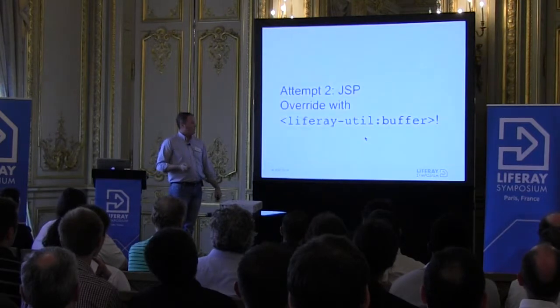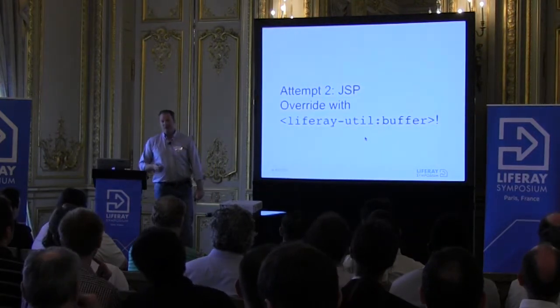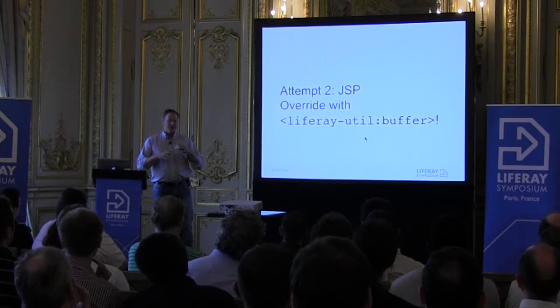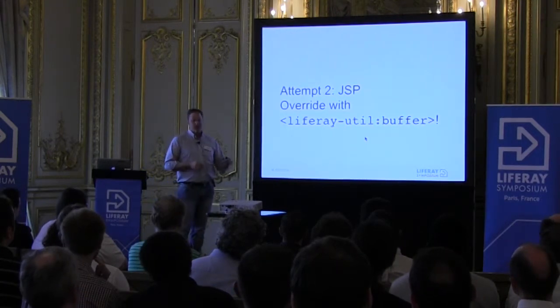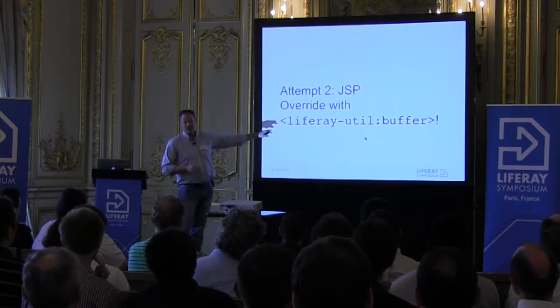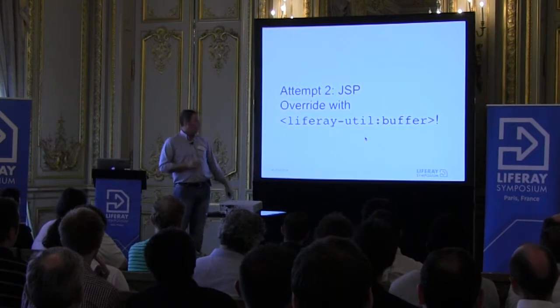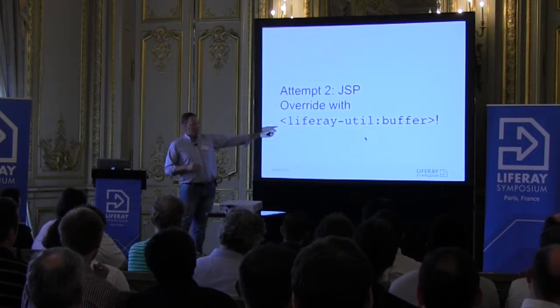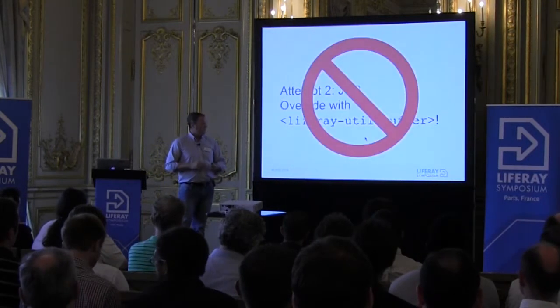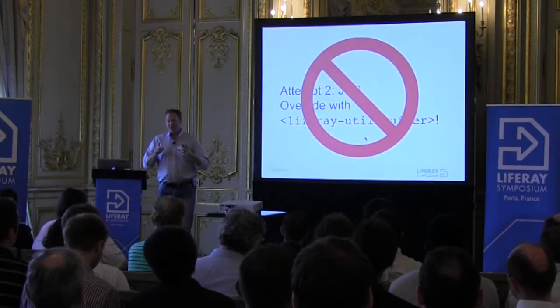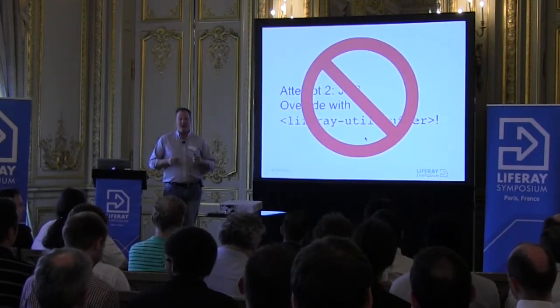So in 6.1, we actually introduced a new way to do customization. Now you don't have to copy and paste code. You can just do surgery on code. You can get your knife out and make small changes to our code and leave the Liferay code alone. And you do this with this thing called Liferay util buffer. Don't do this. This is actually even worse than the previous one, and I'll show you why.